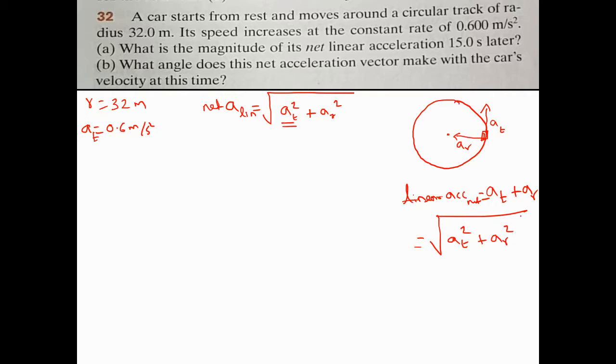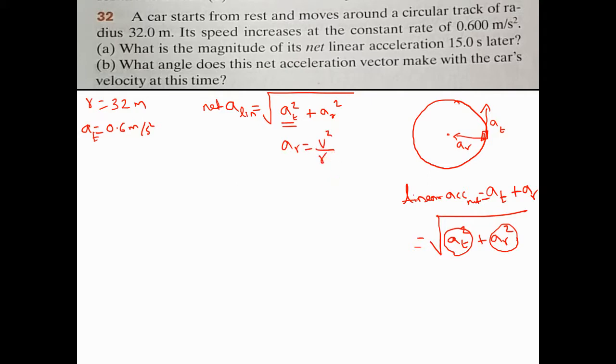Yes, you are right. Now you can see in the question they clearly mention the tangential acceleration, but the radial acceleration you have to find, because we already know the formula for the radial acceleration. What is the formula for radial acceleration, brother? Radial acceleration is v squared over r. Am I right? Yes, you are right.